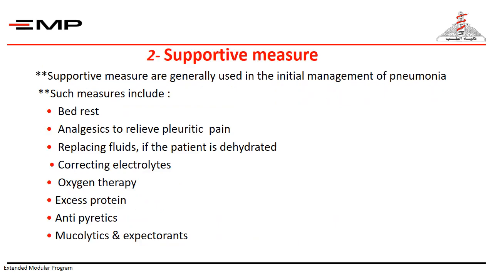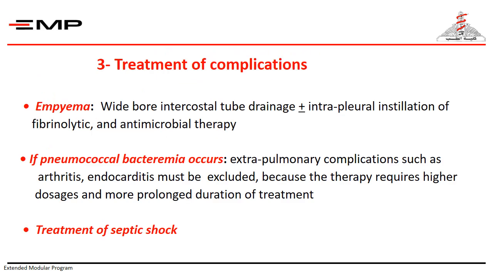Supportive measures are generally used in the initial management of pneumonia, including bed rest, analgesics to relieve pleuritic chest pain or pleurisy, replacing any fluid if the patient is dehydrated, correction of electrolytes, oxygen therapy, excess protein, antipyretics, mucolytics, and expectorants if needed. Treatment of complications of pneumonia.